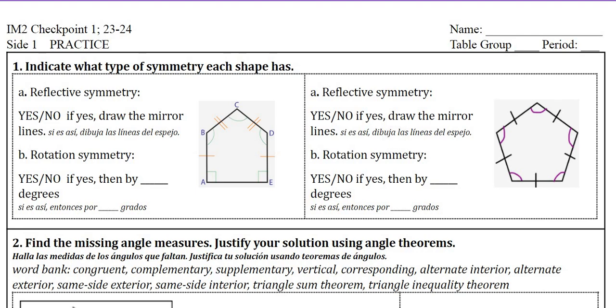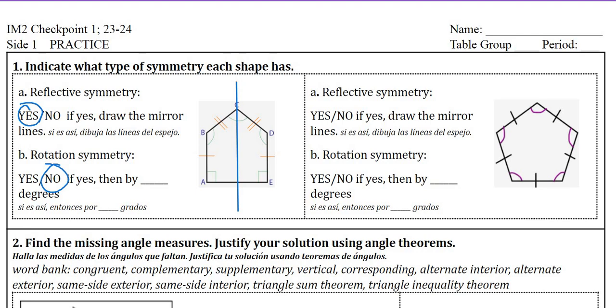Well, I see that I could cut this shape in half right here, and both sides are identical as a mirror image. So yes, this does have reflective symmetry. What about rotation symmetry? No. There's no way I could rotate this less than 360 degrees and have it end up in the same orientation. Next part.